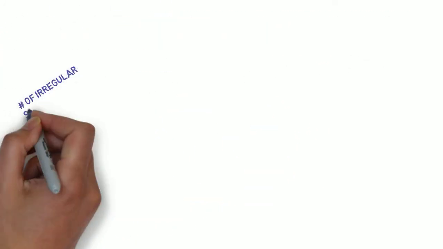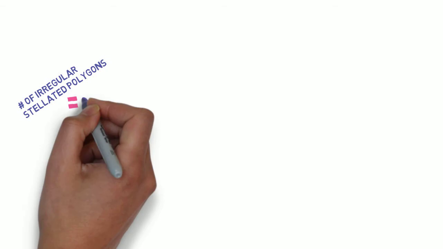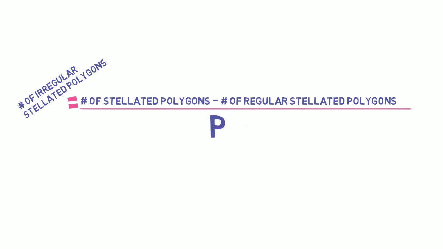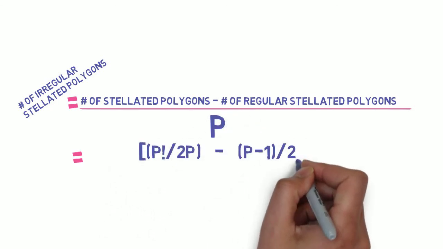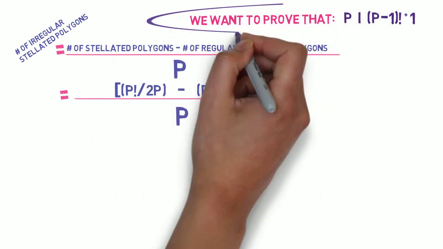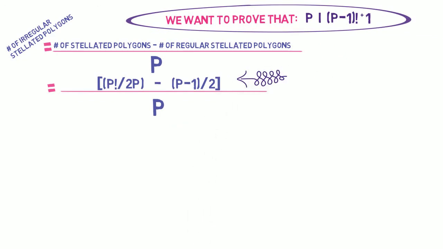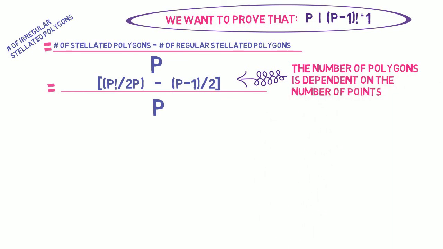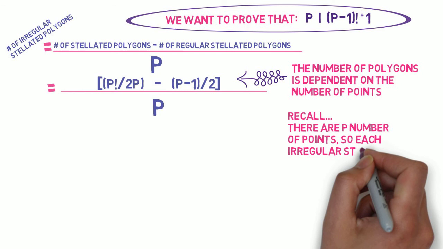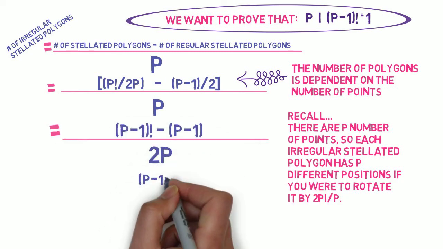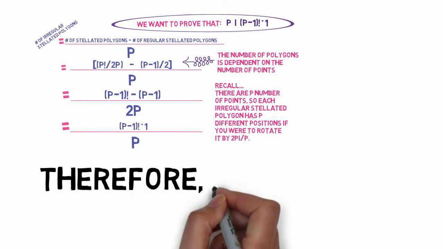To find the number of irregular stellated polygons, we can find the difference between the number of stellated polygons and the number of regular stellated polygons and divide that by p. We divide by p because we want to prove that p divides (p minus 1) factorial plus 1. And it turns out that this can be divided by p, since the number of polygons is dependent on the number of points. This is because there are p number of points, so each irregular stellated polygon has p different positions if you were to rotate it by 2 pi over p. Once you do some basic algebra, you will see that p does in fact divide (p minus 1) factorial plus 1.